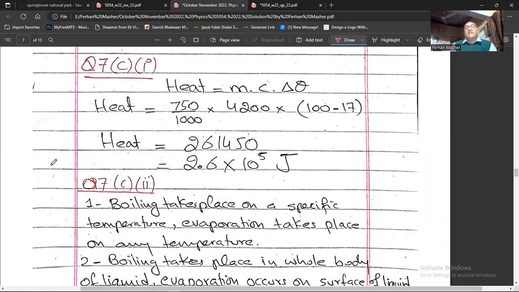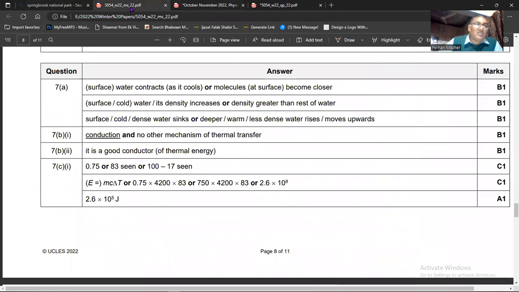The mass must be in kg because the unit for the mass in the specific heat capacity is kg. So 750 grams divided by 1000 multiplied by 4200 multiplied by (100 minus 17), and when you do this on your calculator, you get 261450. When you write it in the standard form, it is 2.6 x 10^5 joules. 2.6 x 10^5 joules is the answer.